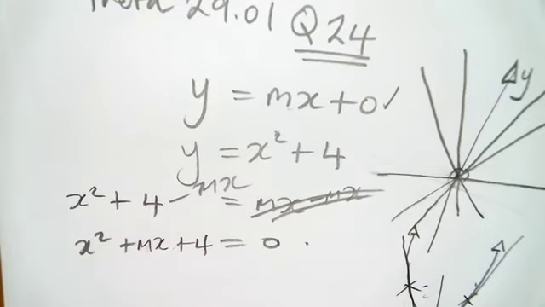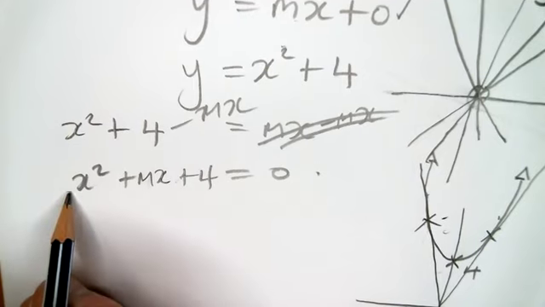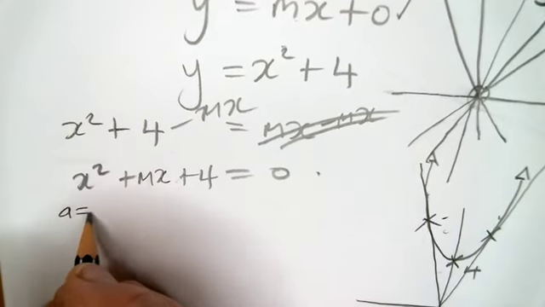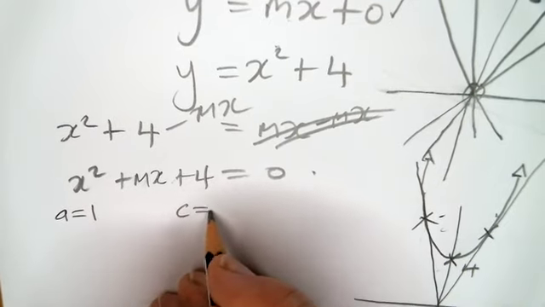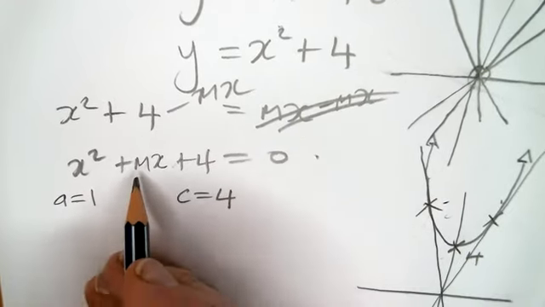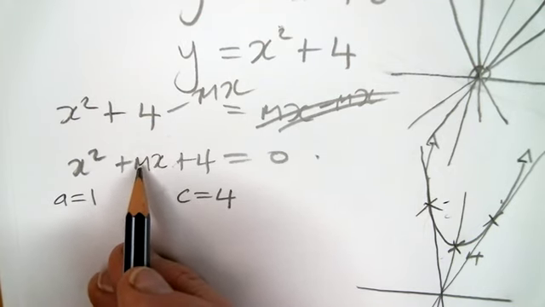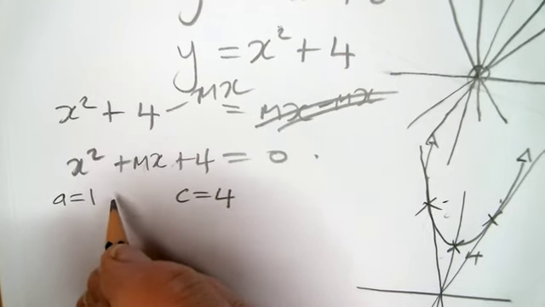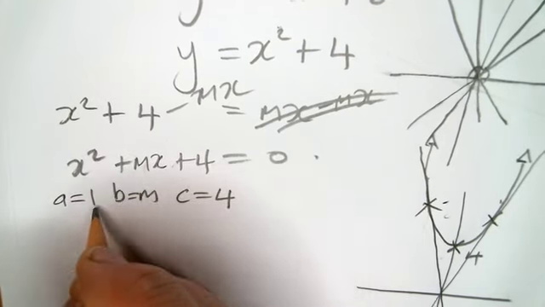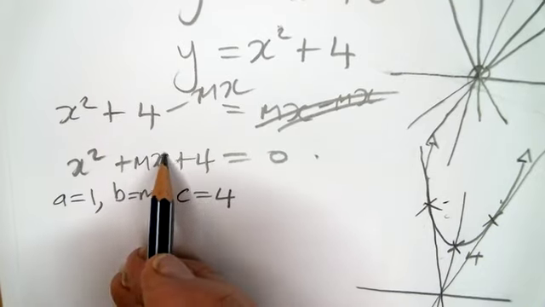So we've got a little quadratic here now, but we've got a challenge because although we've got an a term here, a is obviously the coefficient of this, which is going to be a 1. We've got a c term over here, c is 4, but the b term is a non-integer coefficient of the x. In other words, it's an m. So b is m.